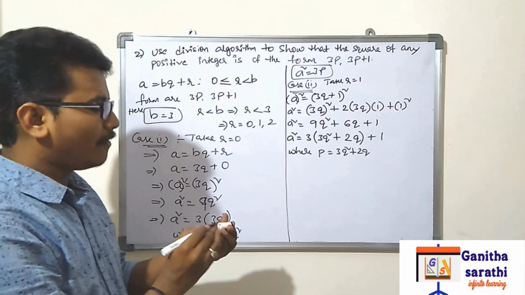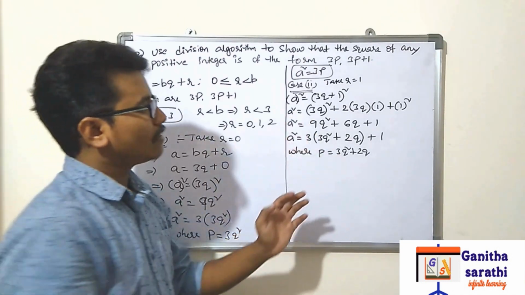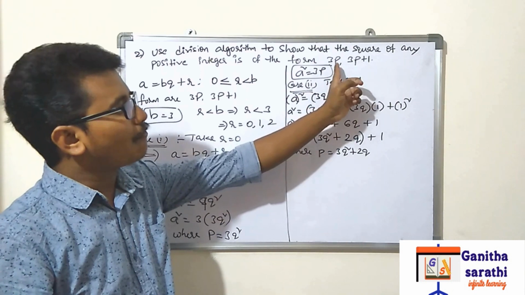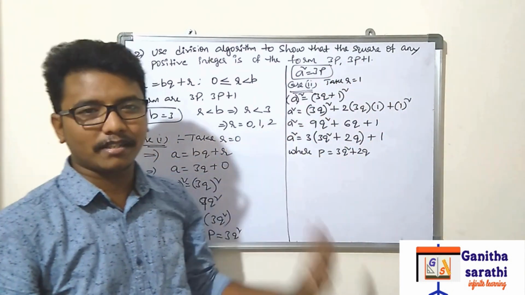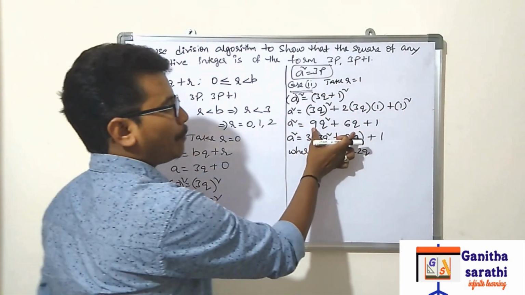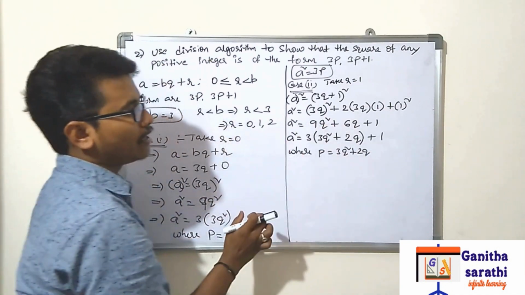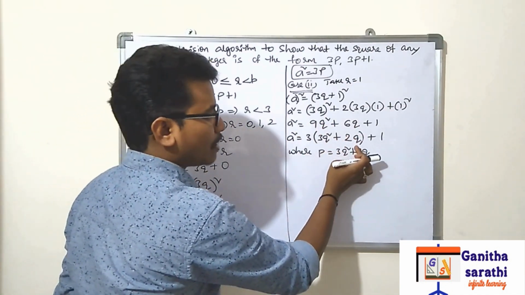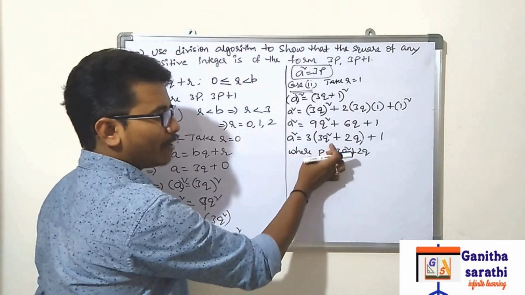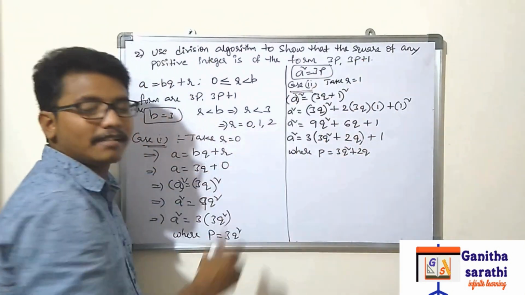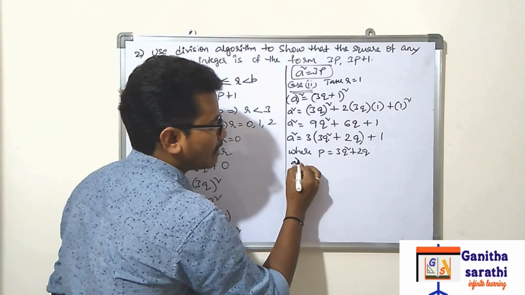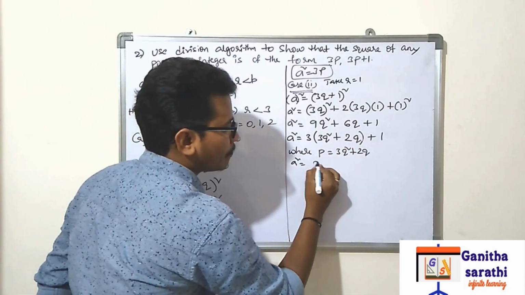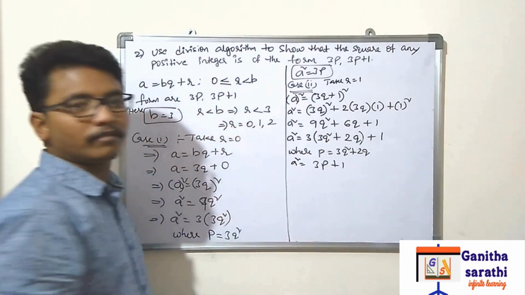Why are we taking the p value like that? Why are we taking multiples of 3 only? Because the form should be 3p and 3p plus 1. That's why I am taking 3 as the common part in these two. So if you take p equal to 3q square plus 2q, then 3 into p will be 3p, plus 1. That is our form, right? So now a square is equal to 3p plus 1. Understood?